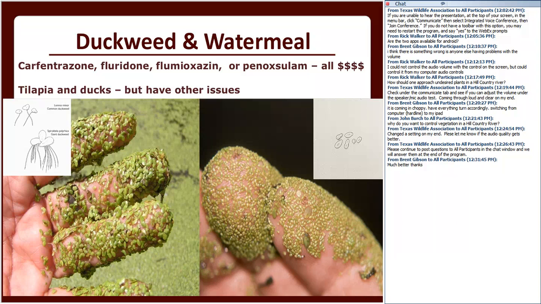Now, I do have some biological controls listed down here. Both tilapia and ducks, and I have listed here that they do both have other issues. For one, duckweed did get its name because ducks do love to eat it, and so they will consume large quantities of it. But someone actually did a study on how much duckweed a duck could eat a day.